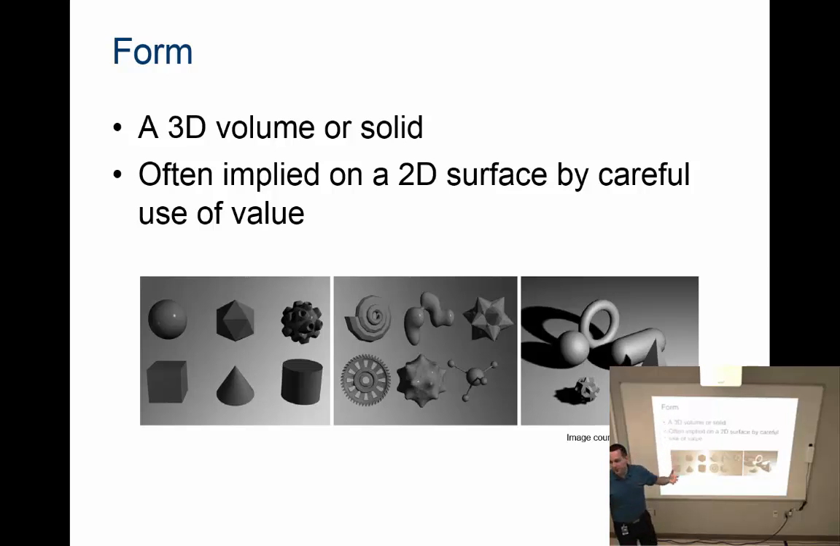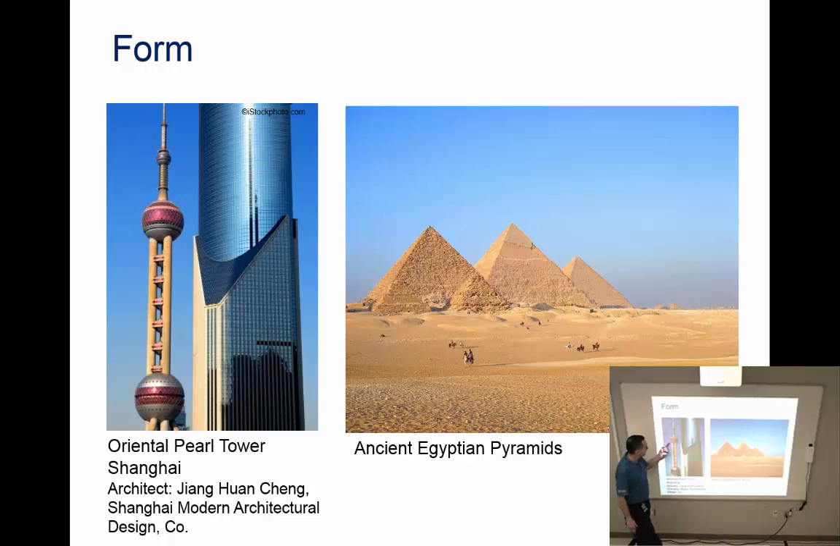Form is the 3D version of the same thing. So if I'm describing a geometric form, it's going to be a three-dimensional object, or in this case, a mechanical, or something that's maybe organic. Okay. So if I look at this example, Oriental Pearl Tower, there's a definite use of forms, like in this case, a sphere, as a key element of the design of that building.